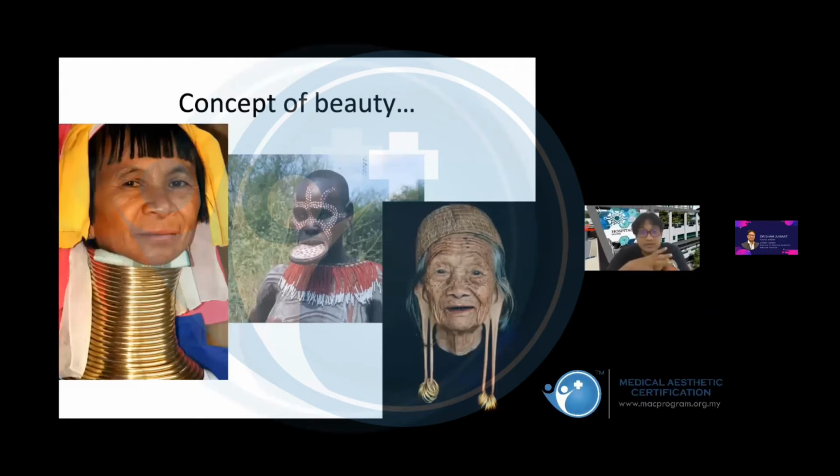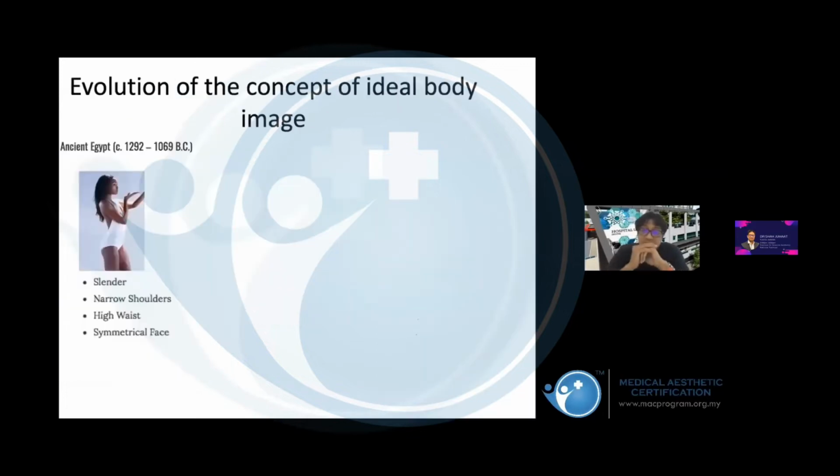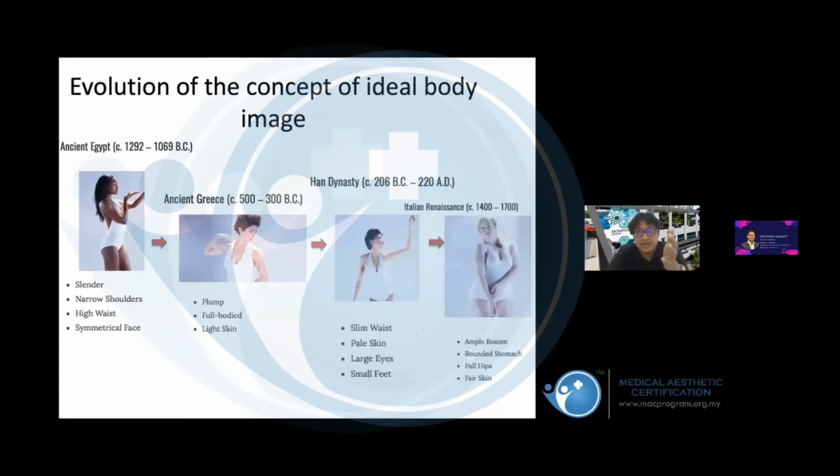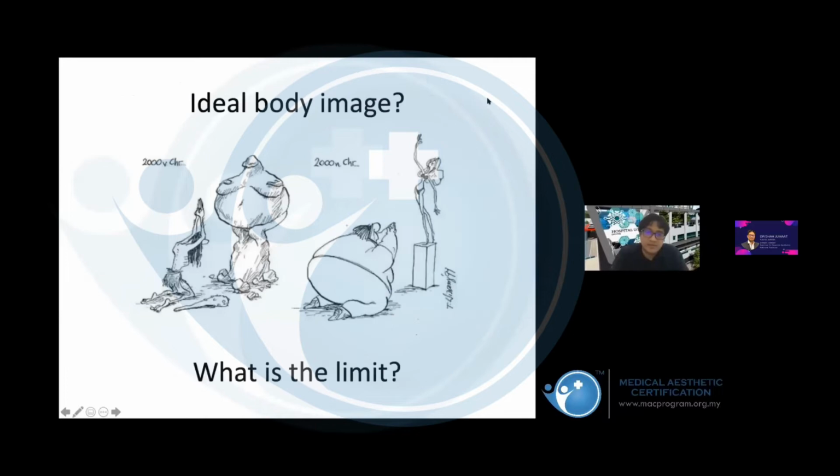Again, this photo just shows what beauty is in different centers in different parts of the world. I know these are extreme examples, but you have to understand that beauty tends to change with time. What's considered beautiful tends to change with time, and we have to keep abreast with what is considered beautiful at that particular time. You can see ancient Egyptians, the slender shoulder, high waistline, symmetrical face. Then during ancient Greece, slightly plumper. Then you go back to the slim waistline again, Han Dynasty, and then you get someone who's considered beautiful now. So it changes with time, and we have to keep abreast with what's considered beautiful.